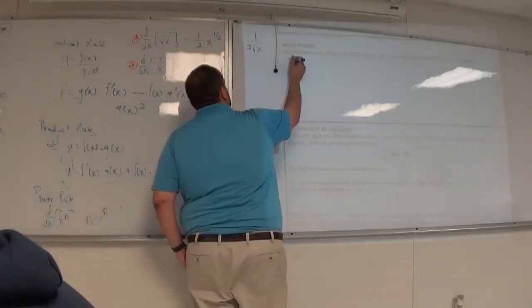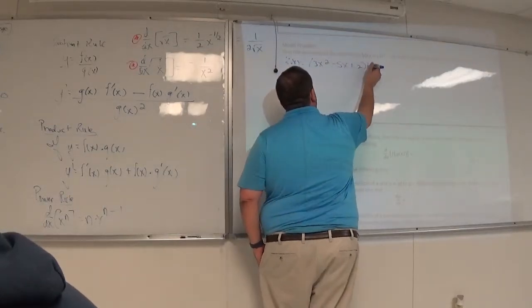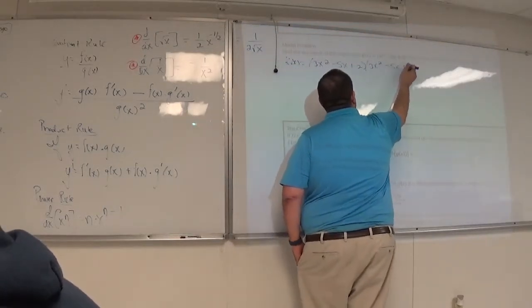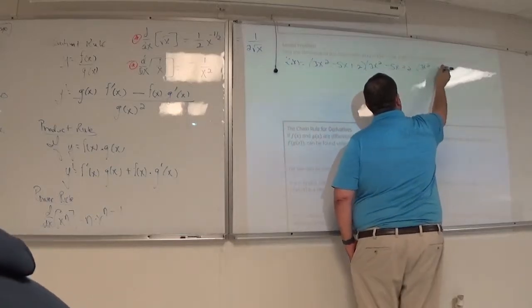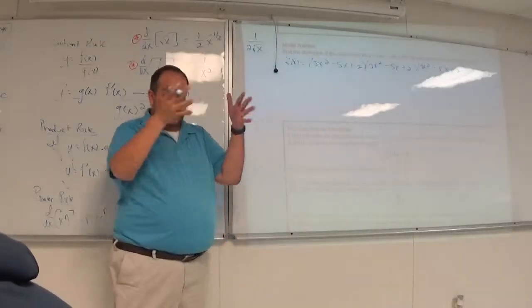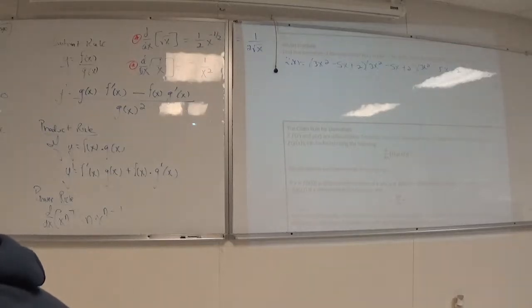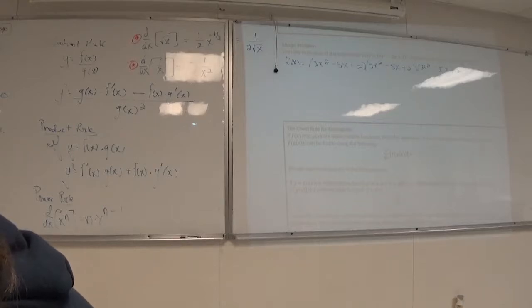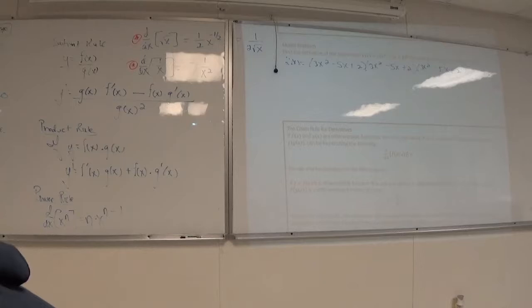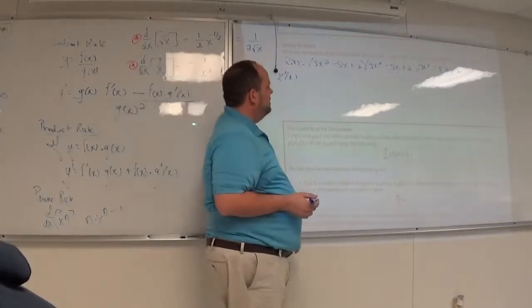But I think there's some good stuff happening with Sylvia's idea. 3x squared minus 5x plus 2, cubed, means 3x squared minus 5x plus 2 times 3x squared minus 5x plus 2 times 3x squared minus 5x plus 2. It means take that same base and multiply it 3 times? Yes. Anybody seeing the extended product rule yet? Yeah. What does that extended product rule tell you to do?